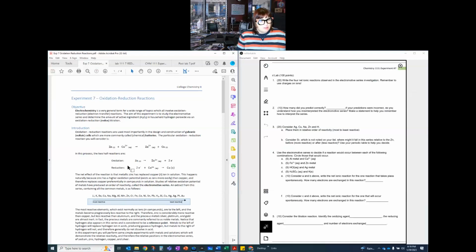Okay, so use this information to explain to yourself how this should work. Out of A and B, only one of those should happen. Out of C and D, only one of those should happen. That's the one that you need to write the net ionic reaction for and tell how many electrons are in each of those. And then consider the titration reaction.